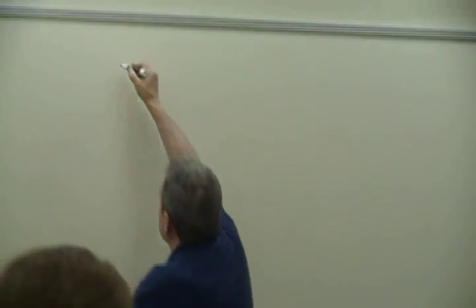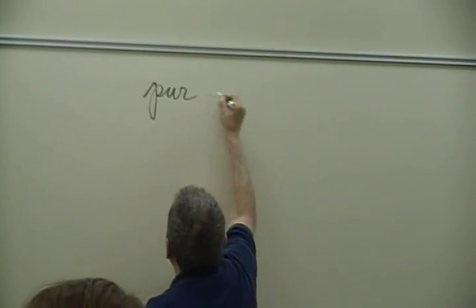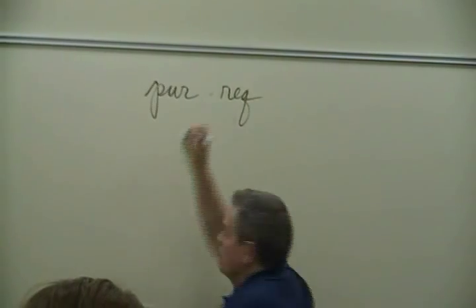Actually, that's close to a right answer. It's got the same root word. It's called a purchase requisition. A purchase requisition, with request being the root word here. Please, would you buy me some markers?